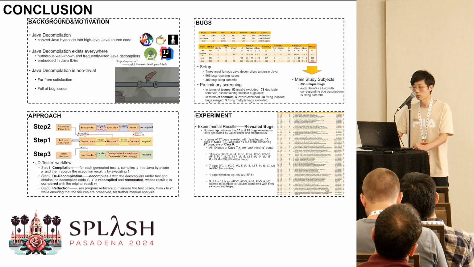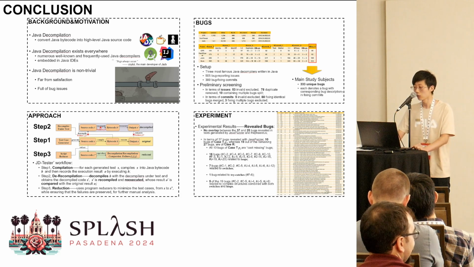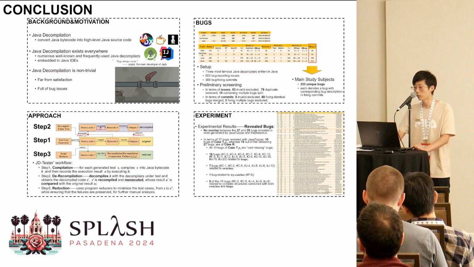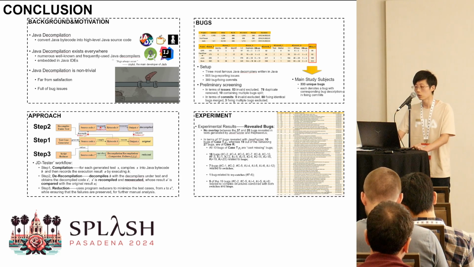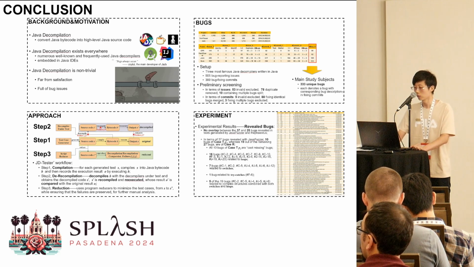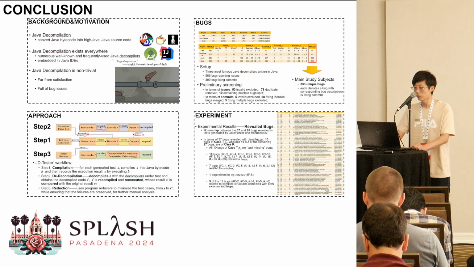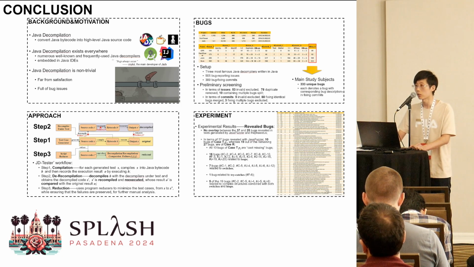To conclude, in this work, we conduct an in-depth analysis of Java decompiler bugs from both terms of their outward manifestation and their root causes. According to our study, we propose our JD tester, the differential testing framework targeting Java decompilers. Our experiment results show that our JD tester detects 62 real-world bugs in the 3 most famous Java decompilers, and 13 of them have been fixed or confirmed.